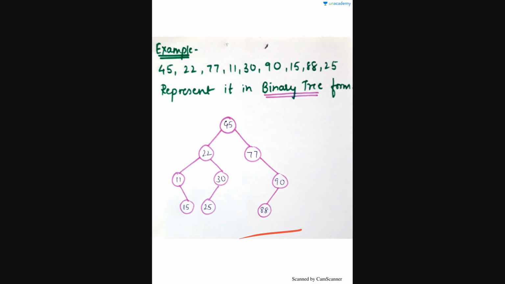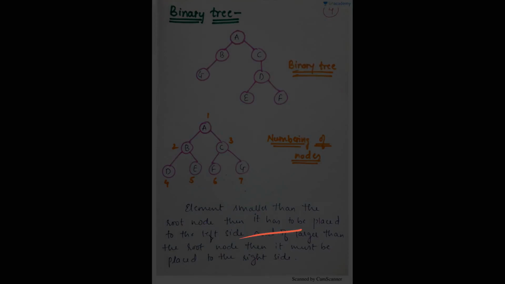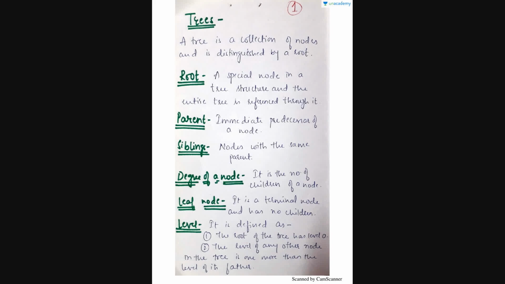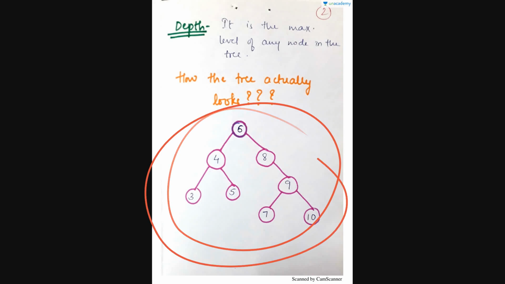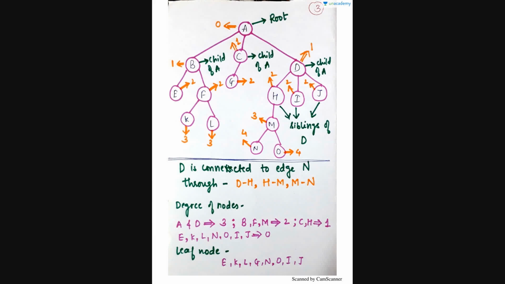So now let me give you a brief recap of tree. Tree consists of some basic terms like root node, parent, siblings, degree of a node, leaf node, level, and then the depth. Then we saw the representation of the tree with the help of all the aspects like root, child, parent, nodes, degree, leaf node, siblings, and everything.